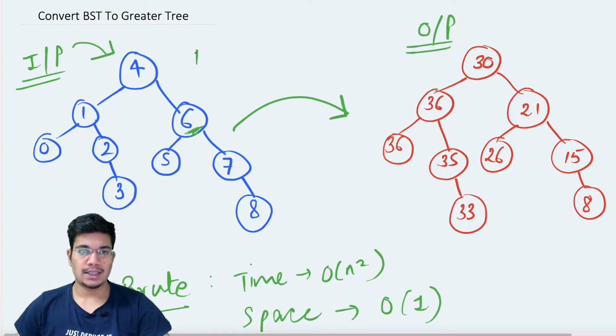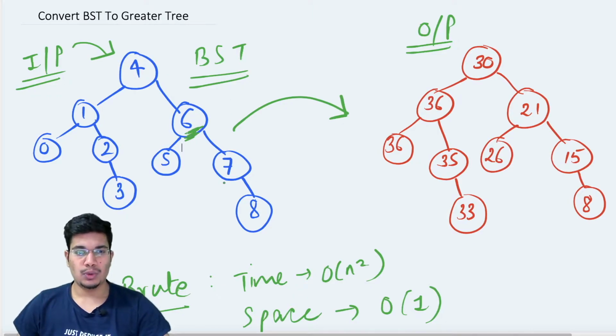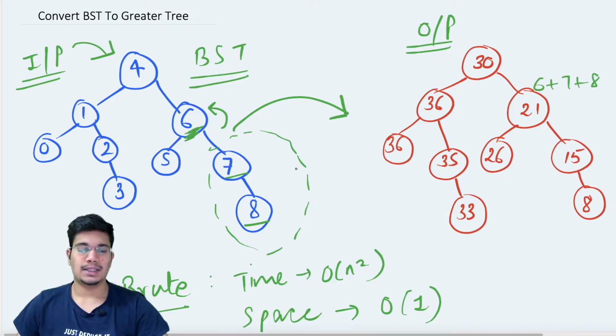But then there's a small optimization that you can do. Since we are given that this is a BST, not a normal binary tree, we know that the nodes which are greater will only lie towards our right subtree. So for 6, earlier we were iterating over all the nodes in the tree. We can do a slight optimization and iterate only over its right subtree. So for 6, we'll iterate over this much portion only. And whatever the values of the nodes are, for example, 7 and 8, we'll keep on adding them to this particular value of 6. So 6 will become 6 plus 7 plus 8. And this is how we can make the change.